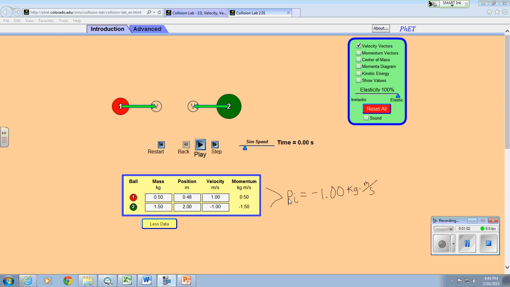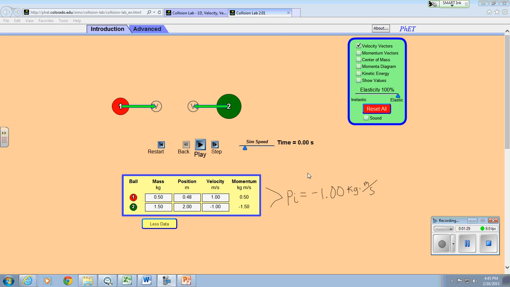And we generally call that the initial momentum. So the initial momentum is equal to negative 1.00. That's the addition of both momentums. You've got 0.5 going to the right, you've got negative 1.5 going to the left, so you have a total initial momentum of negative 1 kilogram times meters per second.